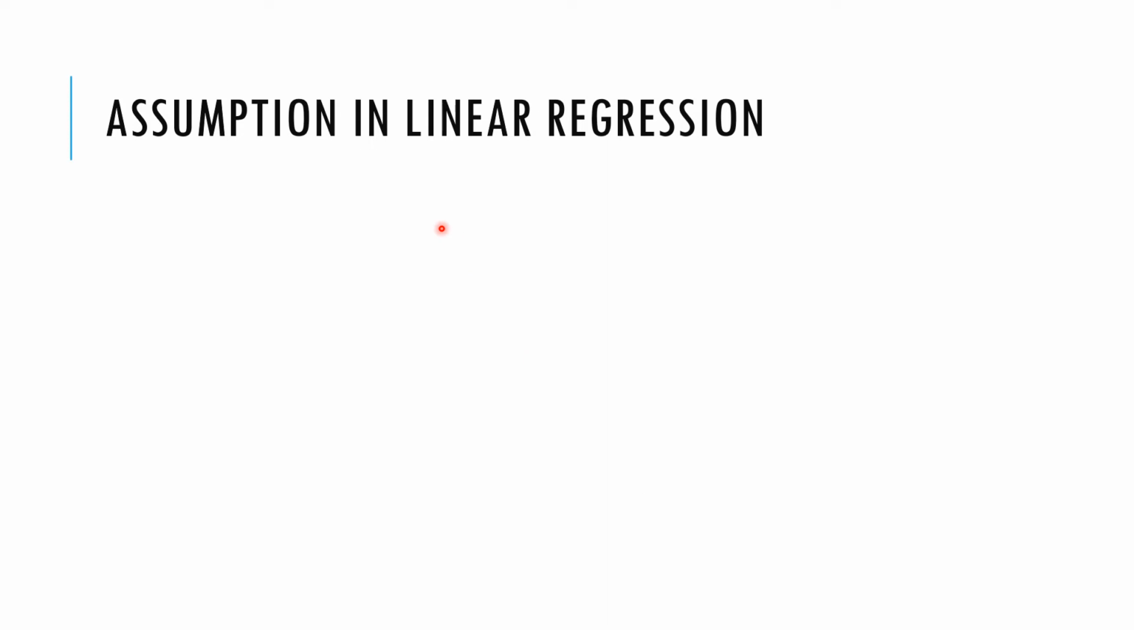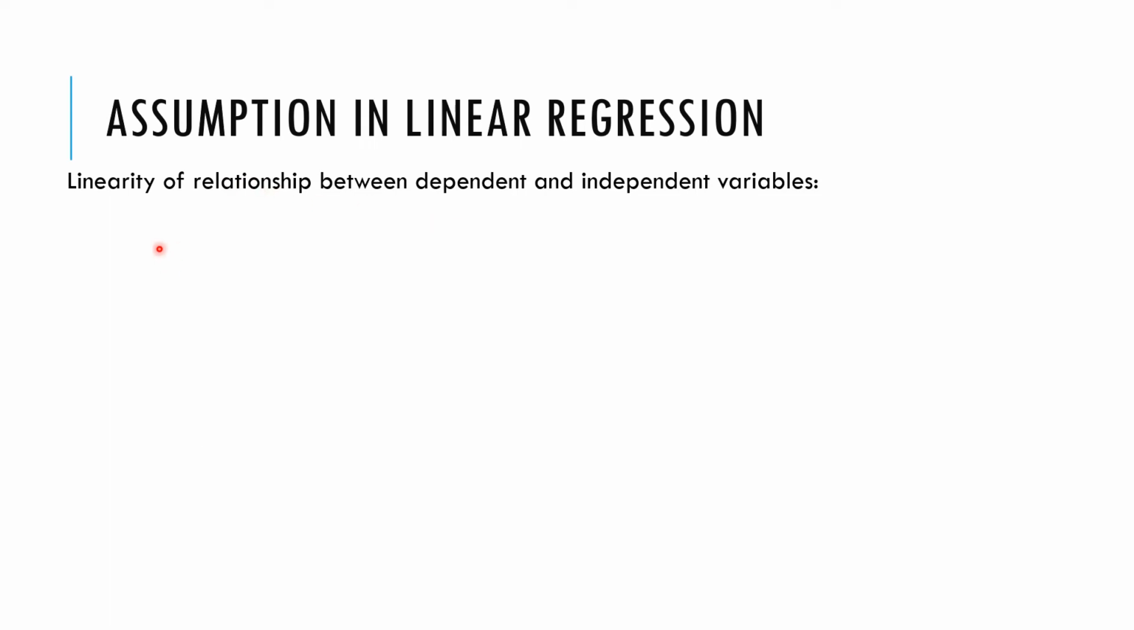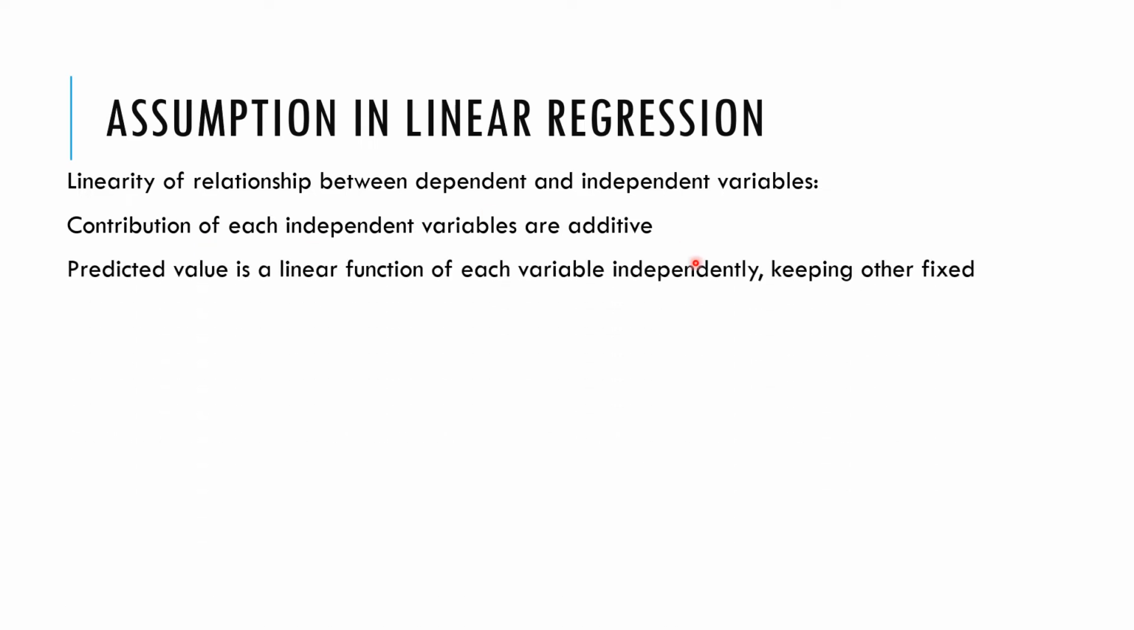Now, assumptions in linear regression. What are the assumptions in linear regression? So, linearity of relationship between dependent and independent variables. We look at all of the assumptions. One of the assumptions is that the contributions of each independent variable are additive. That's why we use the equation y is equal to theta naught plus theta 1 x1 plus theta 2 x2. So we are basically adding. The contribution of each independent variable in this linear equation is additive, so we add them all after multiplying with their respective coefficients.